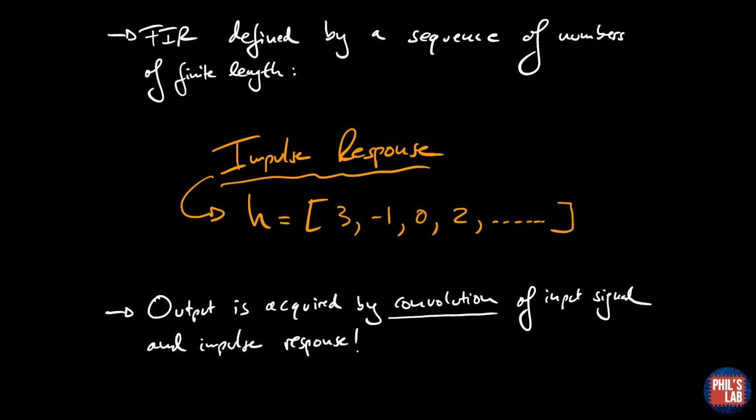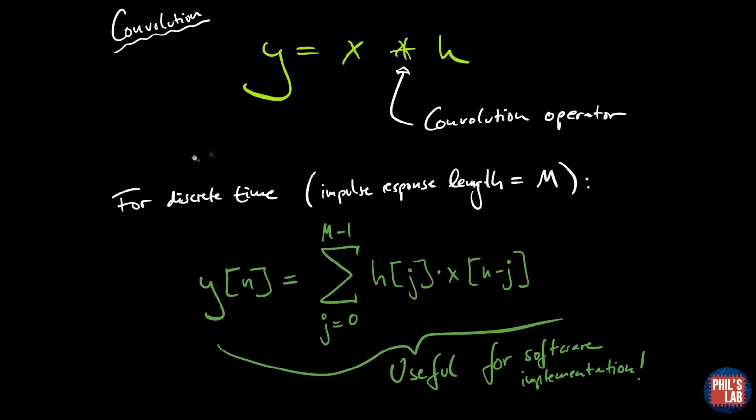Now, to actually get the output of this filter, we need the impulse response, and we need the input signal. And then we do something which is called convolution. So the output is the input signal convolved with the impulse response. Mathematically, convolution is written like this. So the input signal is X, the impulse response is H, and we typically use this star, which is known as the convolution operator. Now, because we'll be working in discrete time, because we want to implement this on a computer, this convolution actually turns out to be this sum over here.